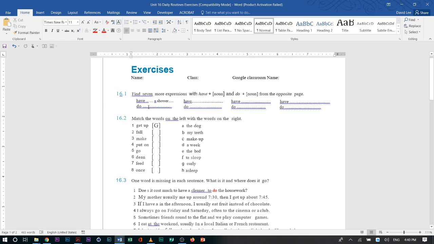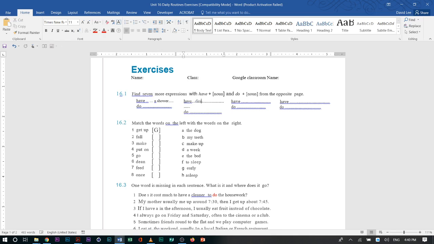For 16.1, we are going to find 7 expressions with have and with do. For example, we have a noun and we do a noun. For example, have a shower, or have dinner. So whenever you use have, you have a noun.